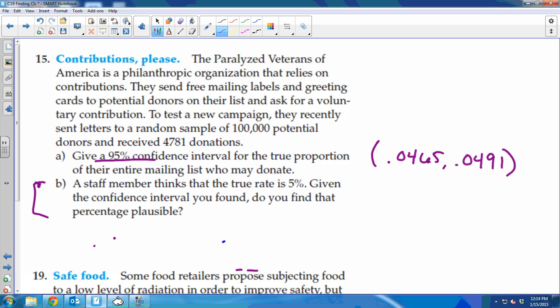5% is plausible, though, right? 5% is 0.1% more, right? So it's not like it's 20% more. So it's plausible, but I doubt that it's actually going to occur since I'm 95% confident about this interval. It's plausible. If they had said like they think it's 10%, I would say that's not plausible.